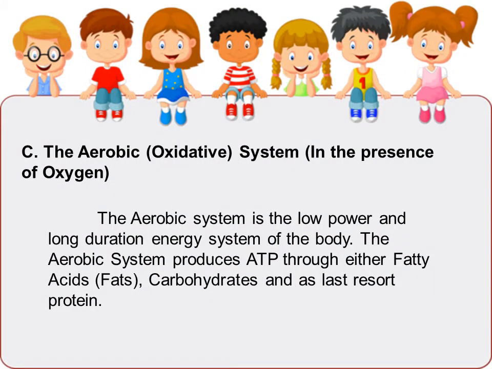Next, we have the aerobic or oxidative system in the presence of oxygen. The aerobic system is the low power and long duration energy system of the body. The aerobic system produces ATP through either fatty acids or fats, carbohydrates, and as last resort, protein.